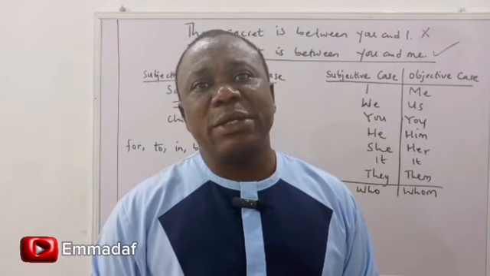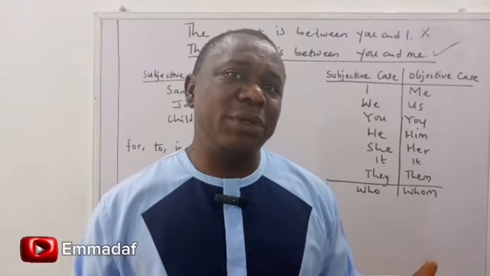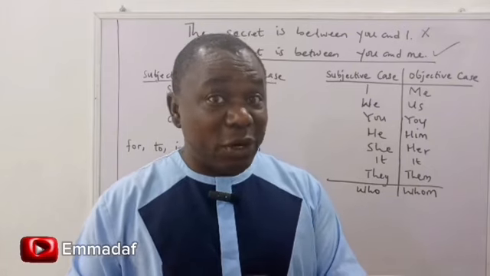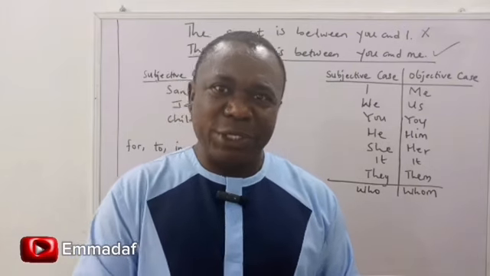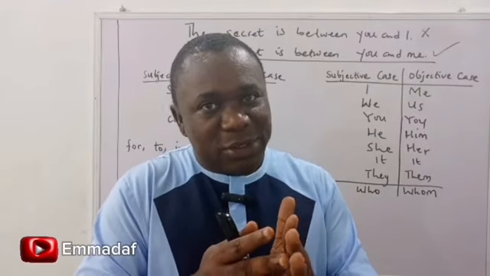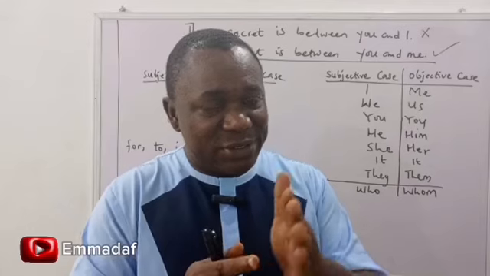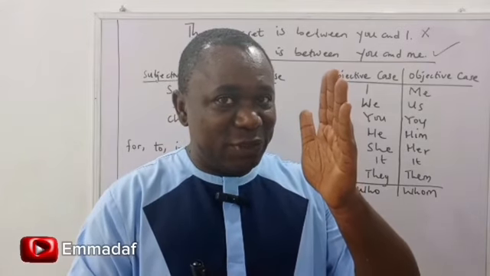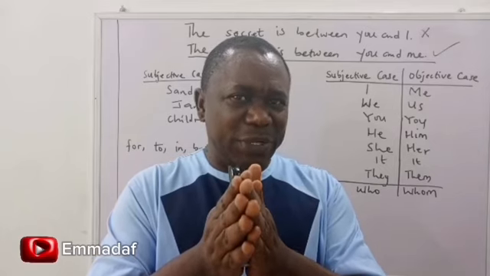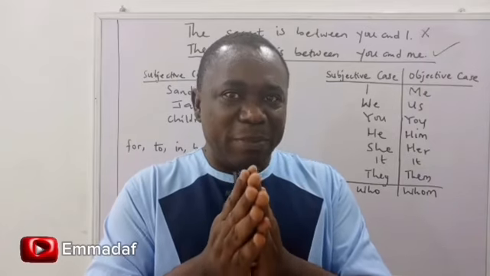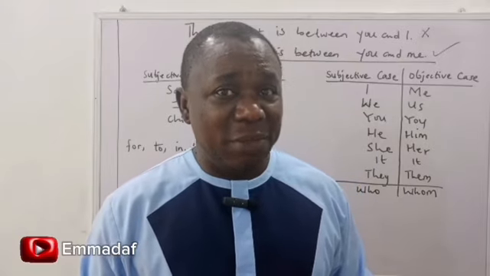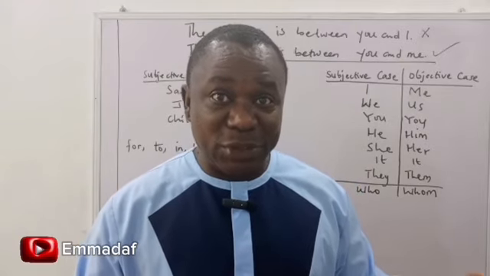When we say a pronoun is in the objective case, what do we mean? It simply means that the pronoun is used as the object of the verb or the object of the preposition. So we are narrowing it down. We are leaving out the use of the pronoun as the object of the verb, and we're just narrowing it down to the use of the pronoun as the object of a preposition. Let's try to understand what we mean by the object of a preposition.